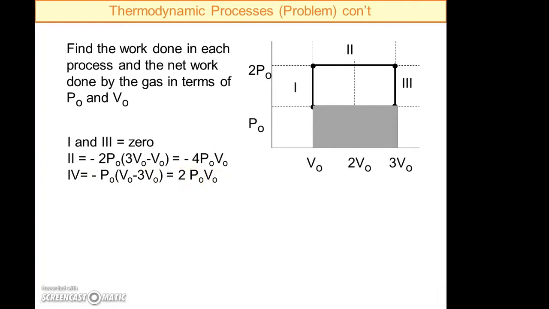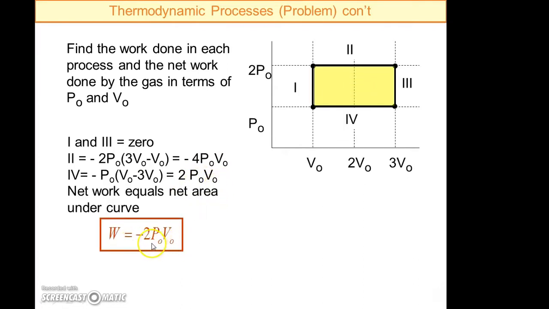Now what's this net work thing? Well, the net work, just like a net force, is the sum of all of the work being done. So I just add these together, and I get negative 4 PO VO plus 2 PO VO, and that gives me a negative 2 PO VO. Interestingly enough, that is the area enclosed by this rectangle right here. So the net work in a PV process that's cyclical will always be the area that's enclosed by the process.